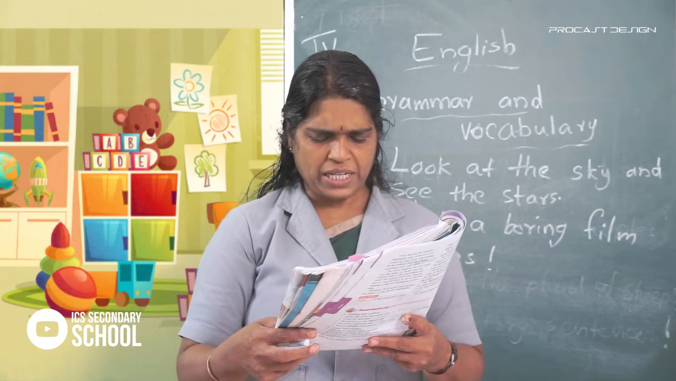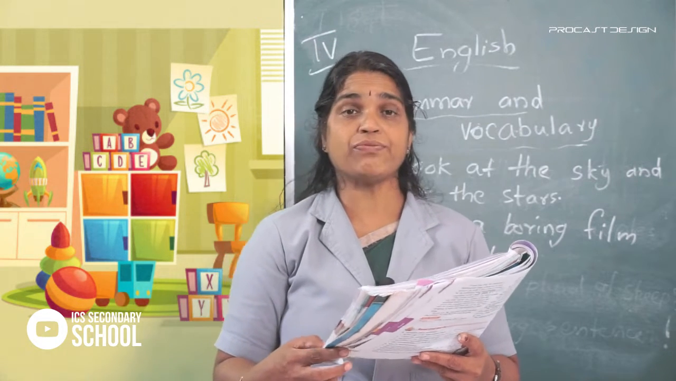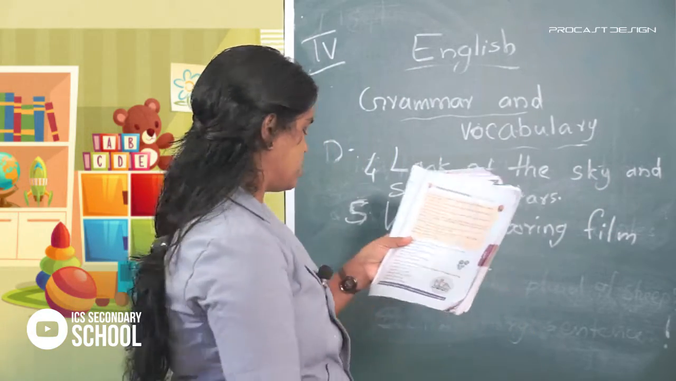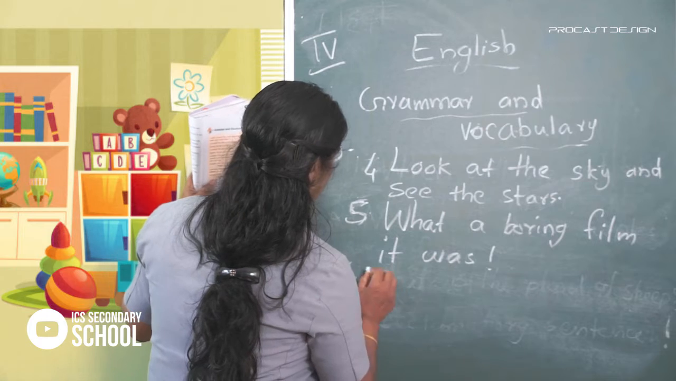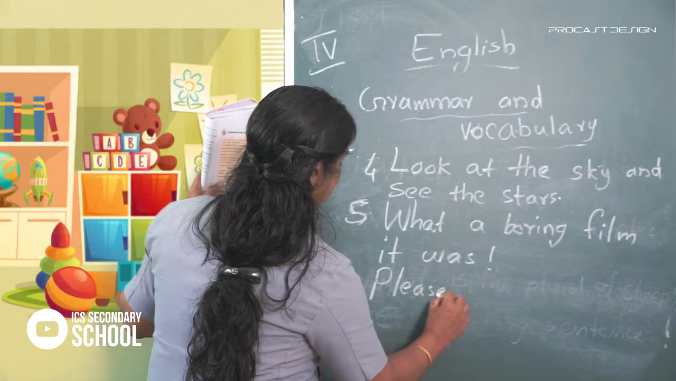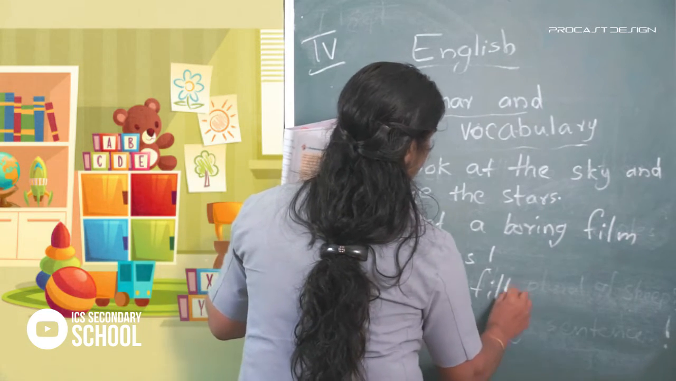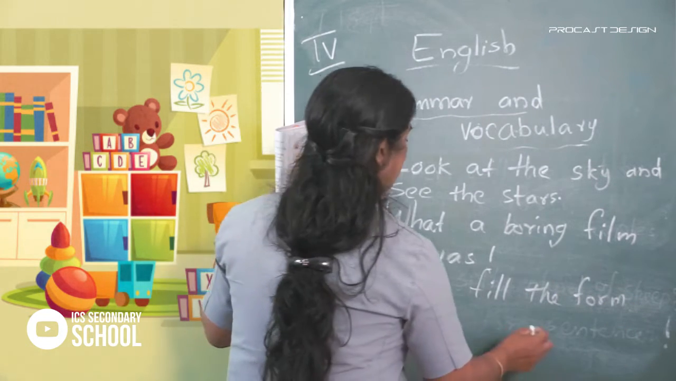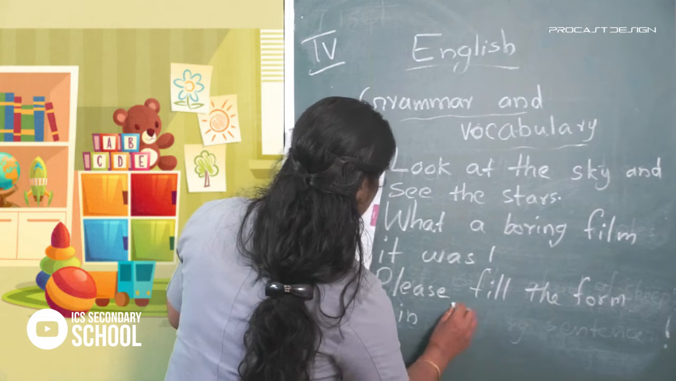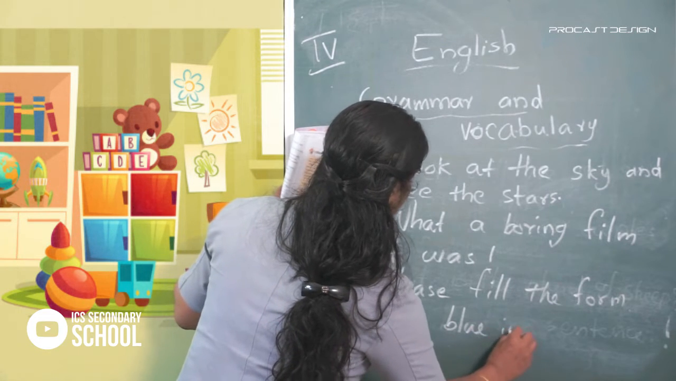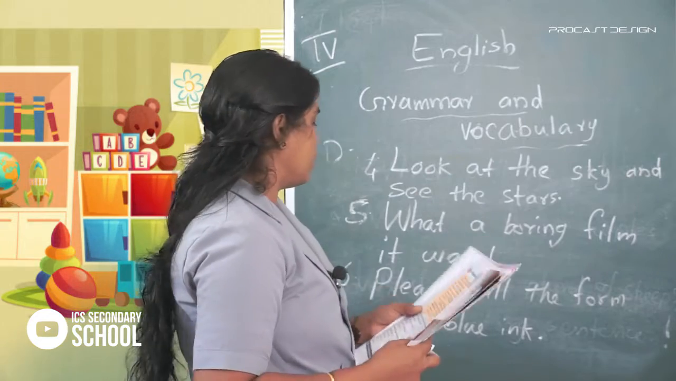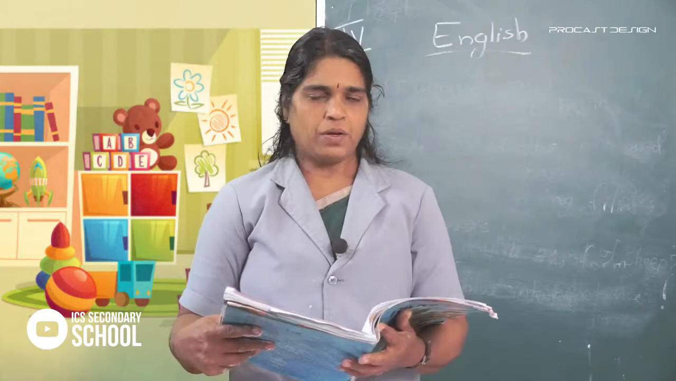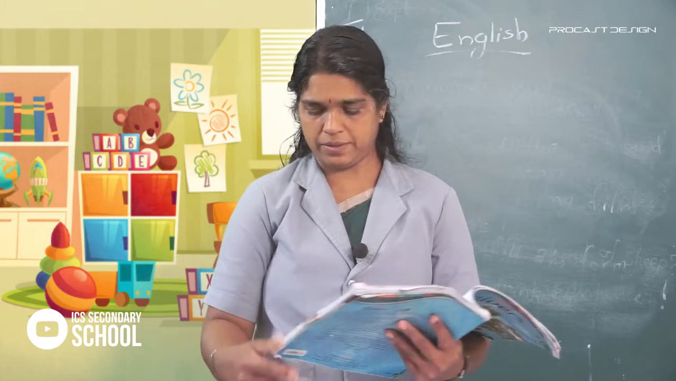Yeah. Please fill this form in blue ink. Please fill this form in blue ink. What type of sentence is it? It's a request. Okay. Please fill the form in blue ink. Full stop. Don't forget to add a full stop here. Okay.